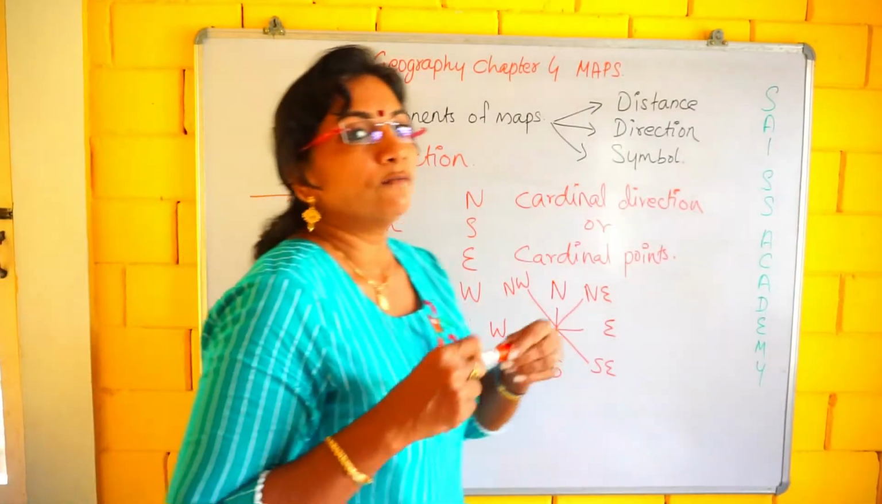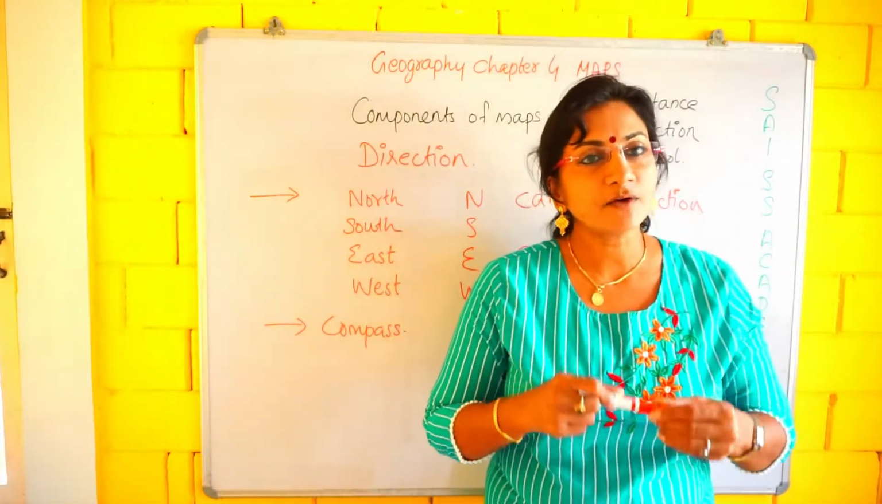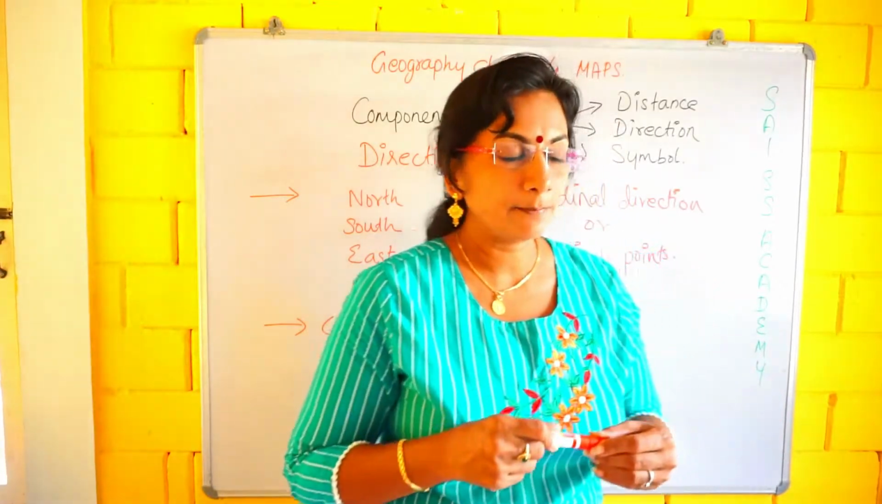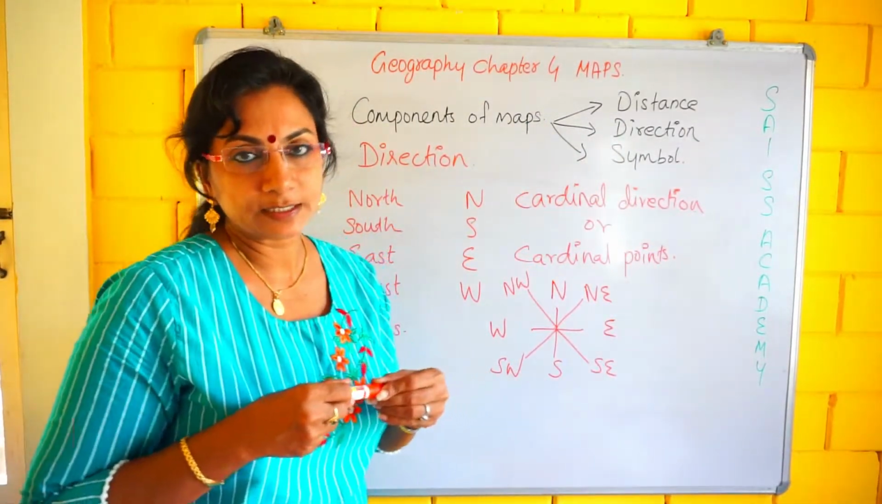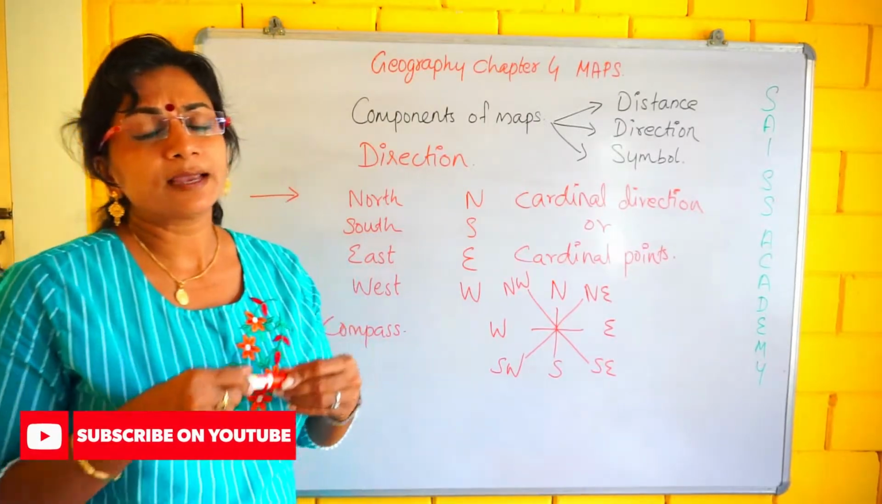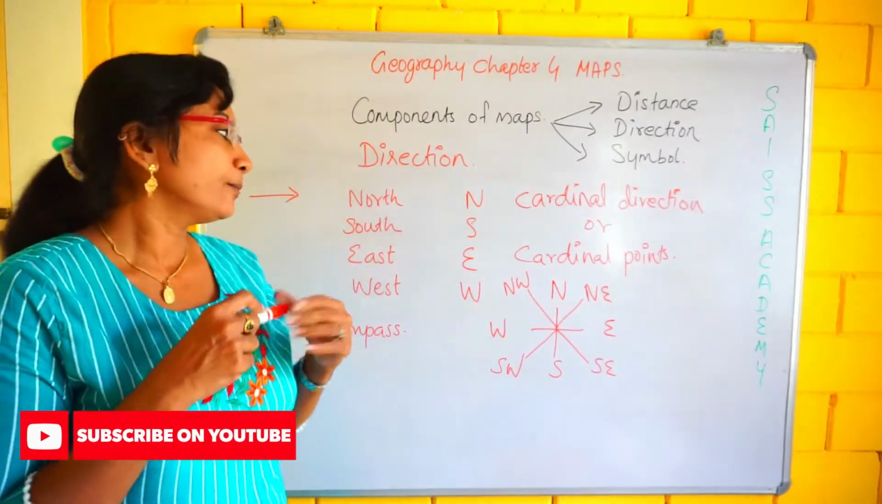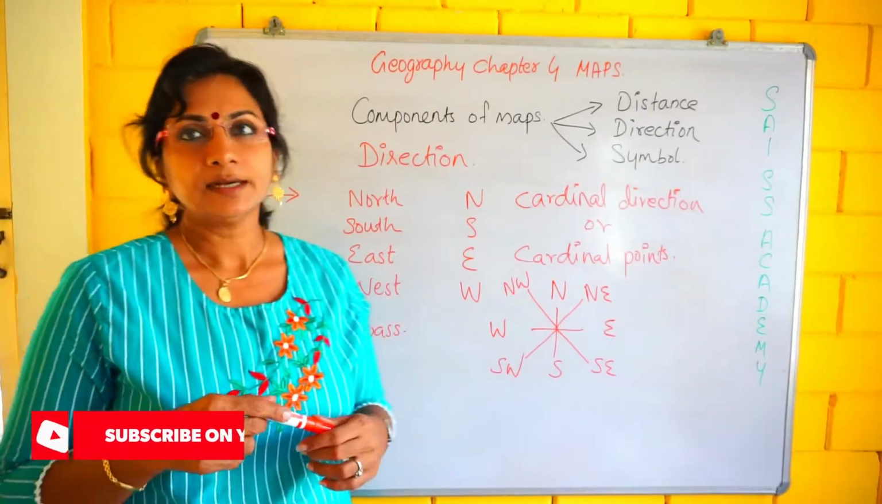So we can find out the direction of a place with the help of the compass, I told you, and the instrument used for finding out the direction is the compass, and always the magnetic needle of the compass points to the north-south direction.